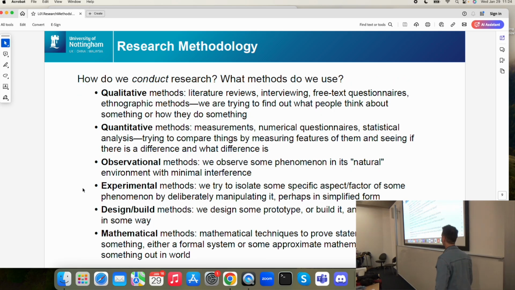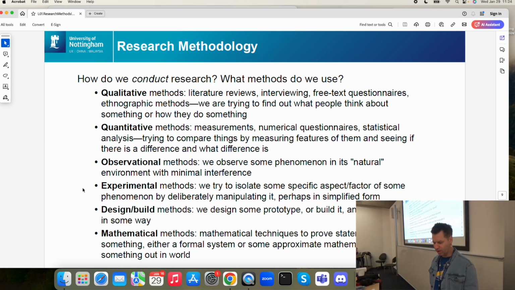So in this module, we're going to look at some of these different kinds of research methods. They fall into different categories, different strategies, and we're going to look at each one of them. How do we conduct research? What methods do we use?